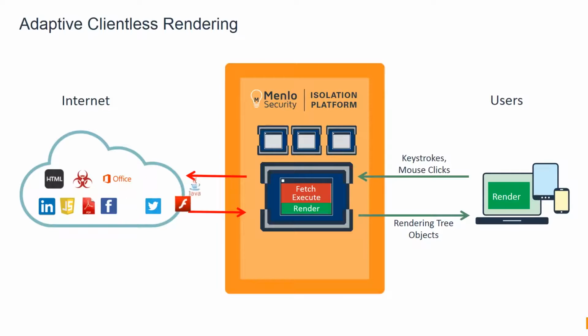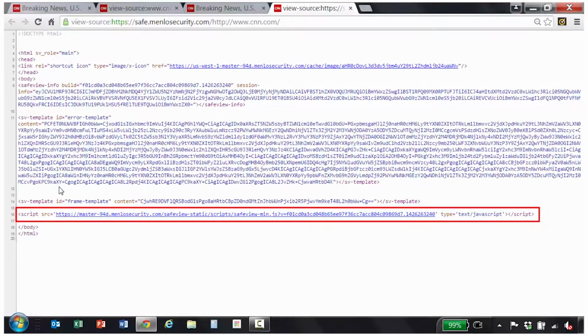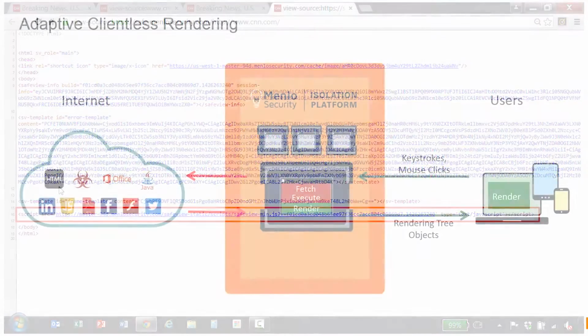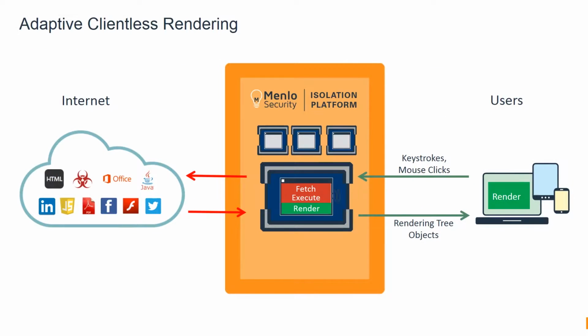Active content like Java and Flash are also executed in the container and encoded into passive rendering information, so no active content or malware ever reaches your device. Another cool thing about ACR is that it works without any client software or plugins. Remember the single line of JavaScript we saw when we looked at the source code for cnn.com using the platform? That script establishes and maintains a secure channel for ACR to do its work. It means you can roll out the Menlo Security platform to all of your users without installing any endpoint software.